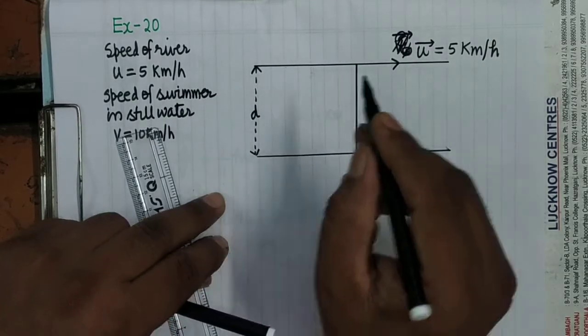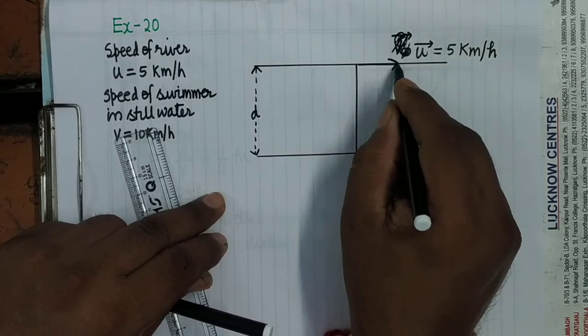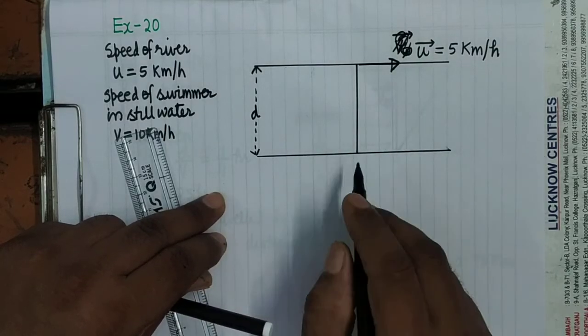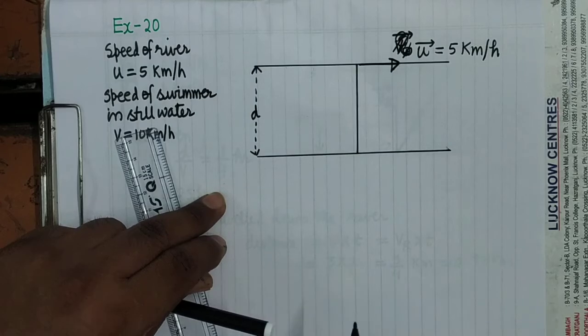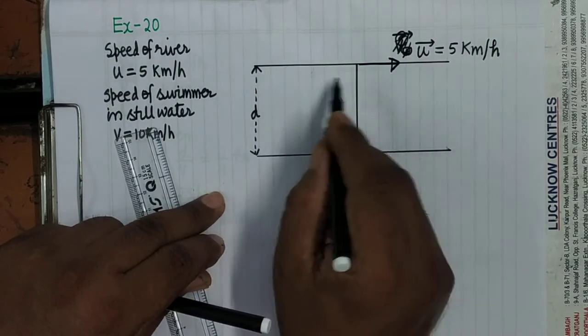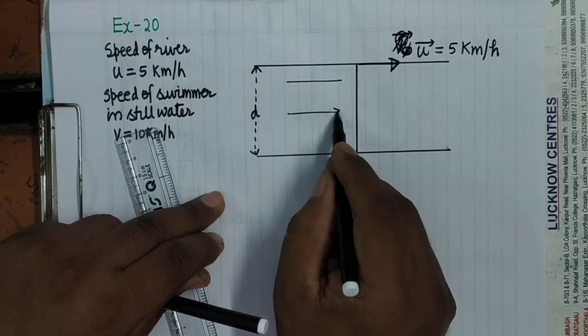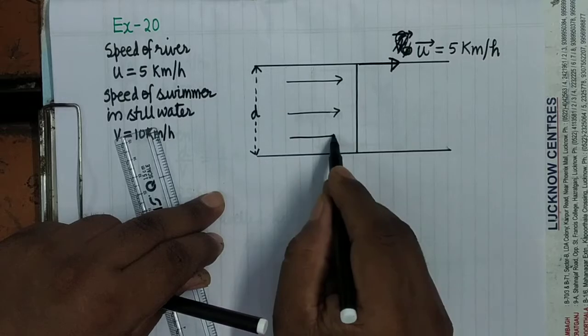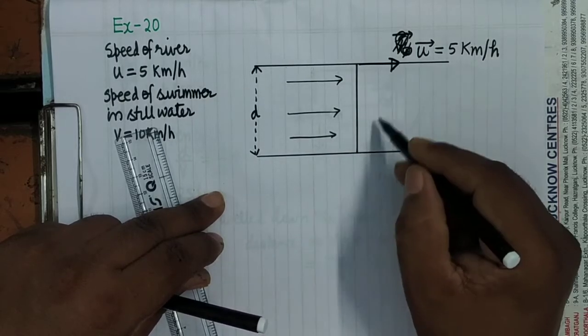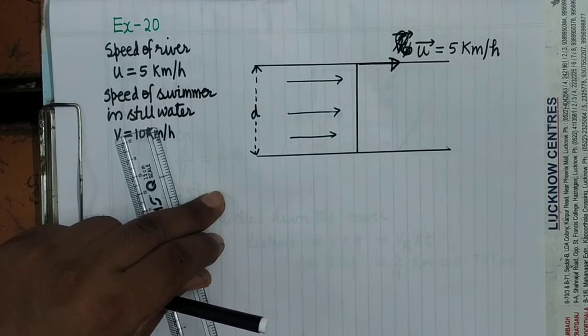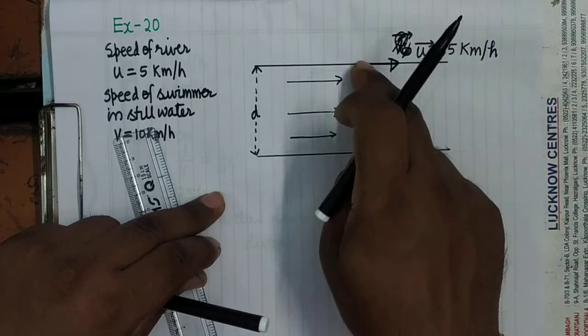What is the direction of the river current? It is this. It is clear. So if the swimmer starts swimming directly in this direction, what will happen? Because of the force exerted by the river current, his actual path will become this, while he has to go along this.